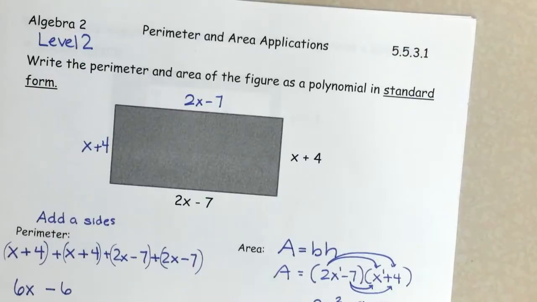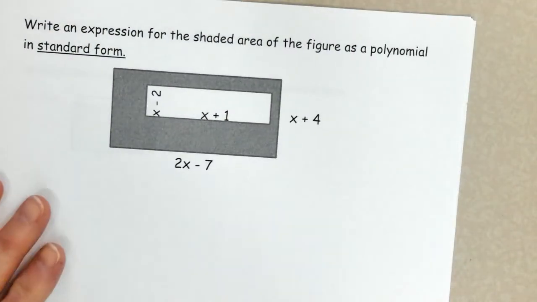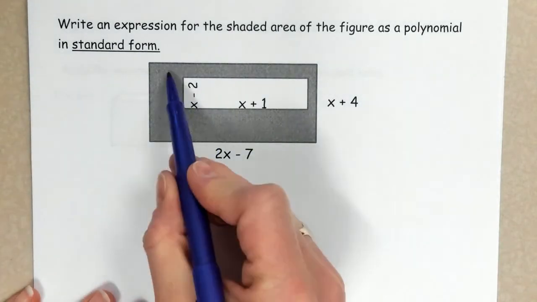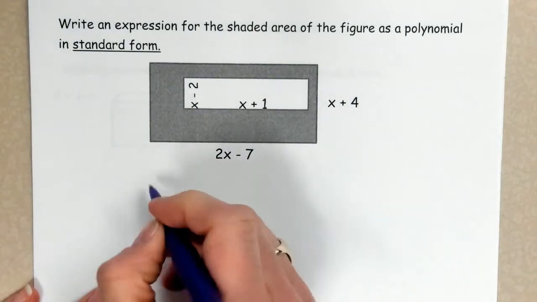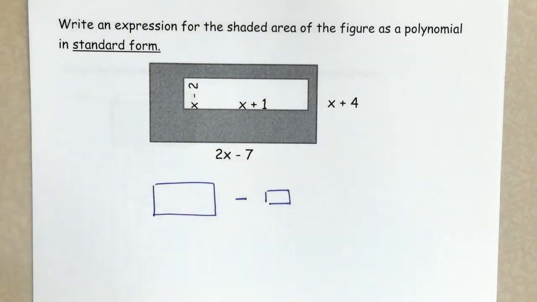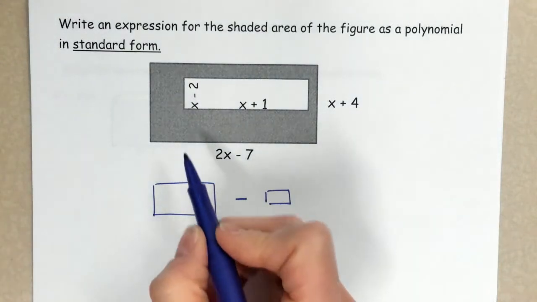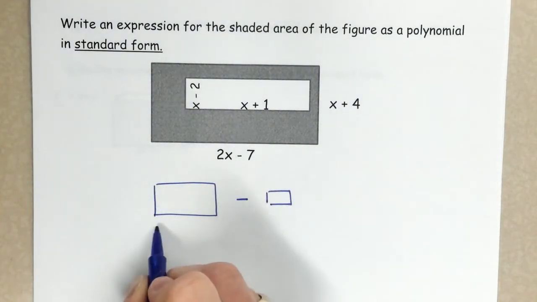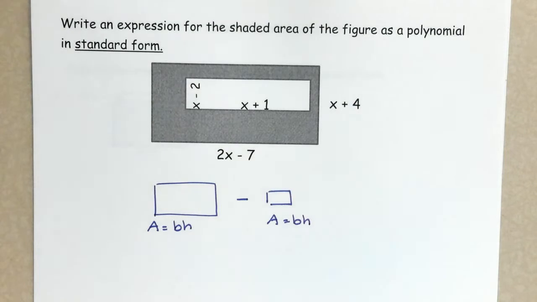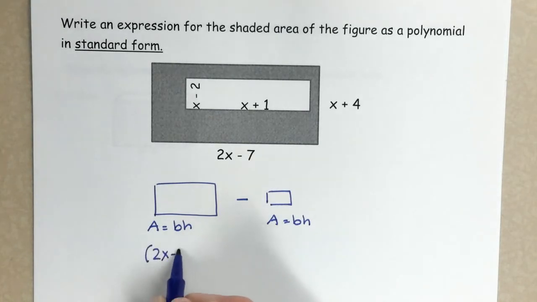Okay, one more example on the back. What if it's a different shape like this? What if it's finding the expression for the shaded area? The shaded area is not a traditional shape, but it's what's left over when we have the big rectangle minus the little rectangle. So we are going to have to do the area equals base times height for the big rectangle and the little rectangle and subtract them to see what we have left. So for the big rectangle, we have 2x minus 7 times x plus 4.